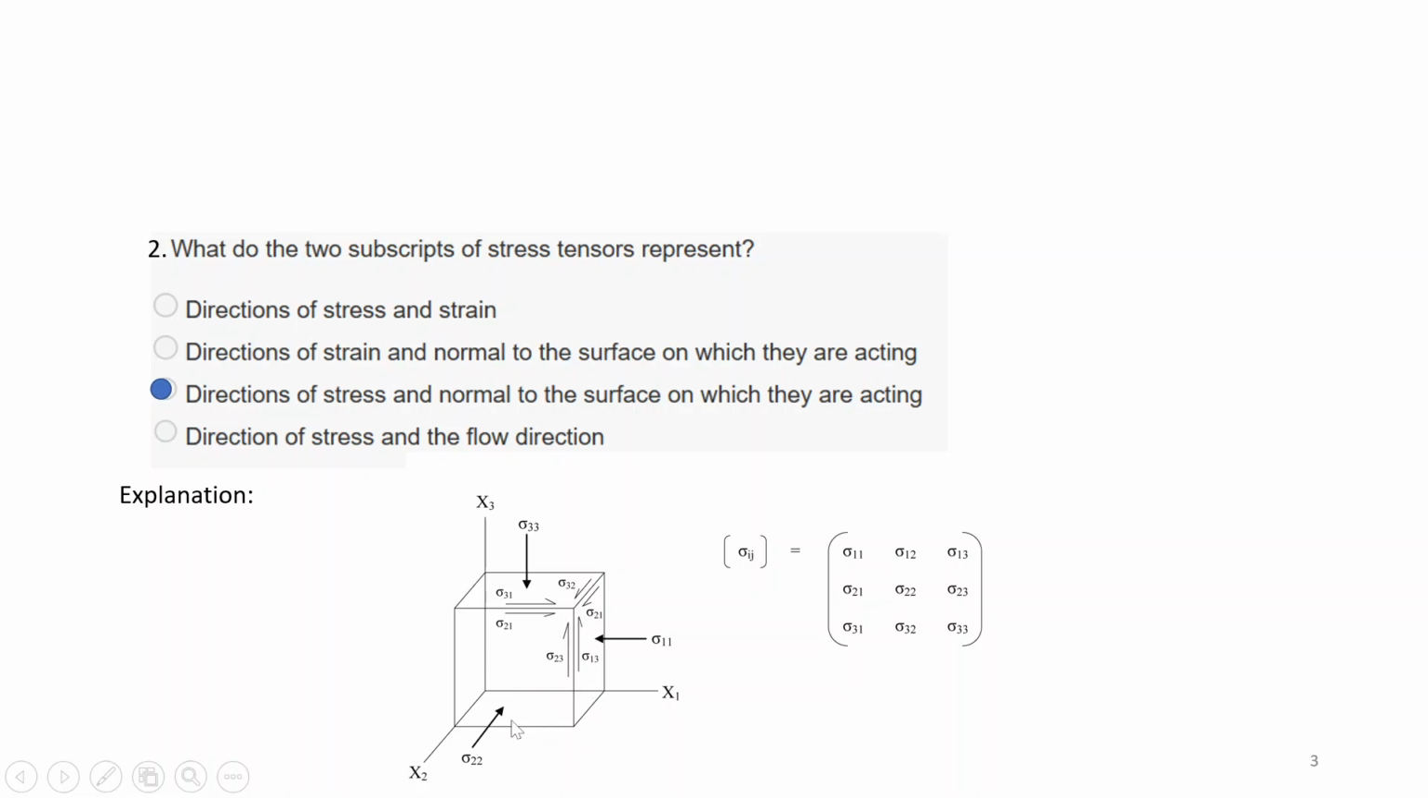In this specimen, you can see that if it is acting in direction 3 and acting on surface 3, then it is 33, and for 31, it is acting on surface 1 and in direction 3. Using this particular image, you can remember what the two subscripts will be.